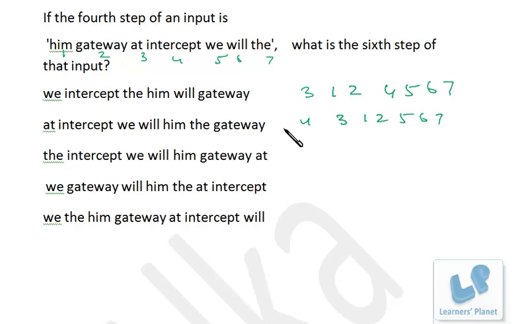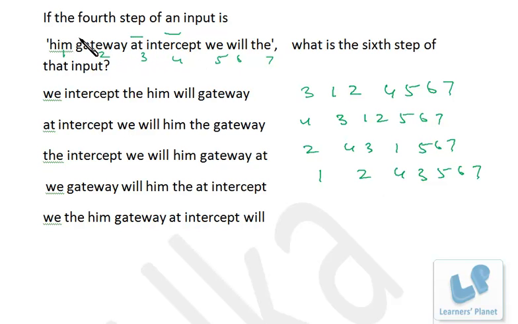This is the second step. Then after this and this, no vowels are there. We are left with the consonants. So among consonants, gateway should come first. So 2 should come first. So 2, 4, 3, 1, 5, 6, 7. This is the third step. After gateway, him should come. So 1, 2, 4, 3, 5, 6, 7.